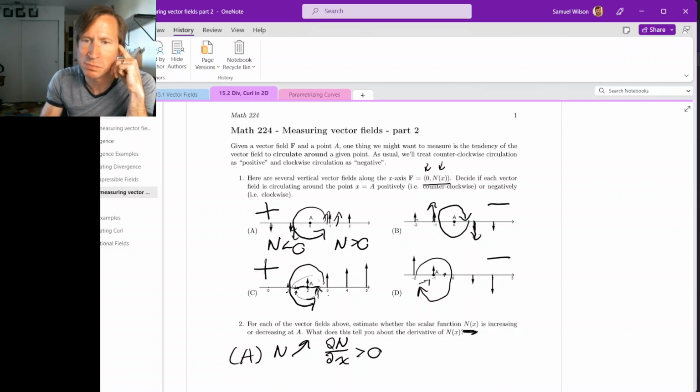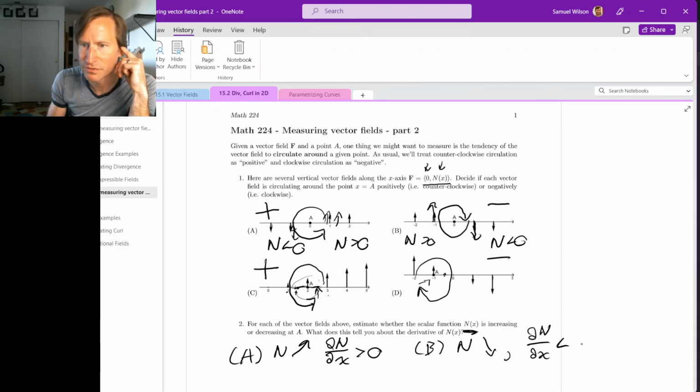Okay, for example B, n starts out positive, and as we move rightwards, n becomes negative because these vectors are pointing down. So for part B, n is decreasing, and so partial n partial x is negative.